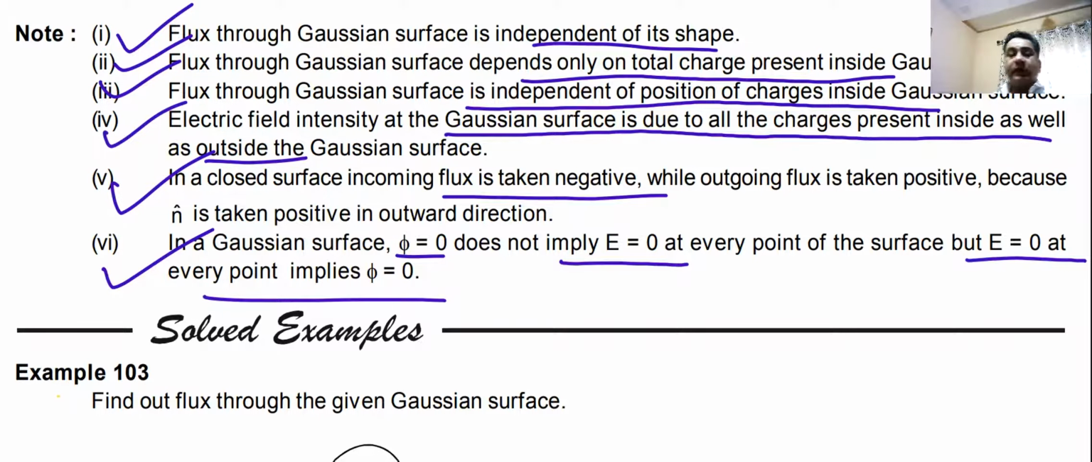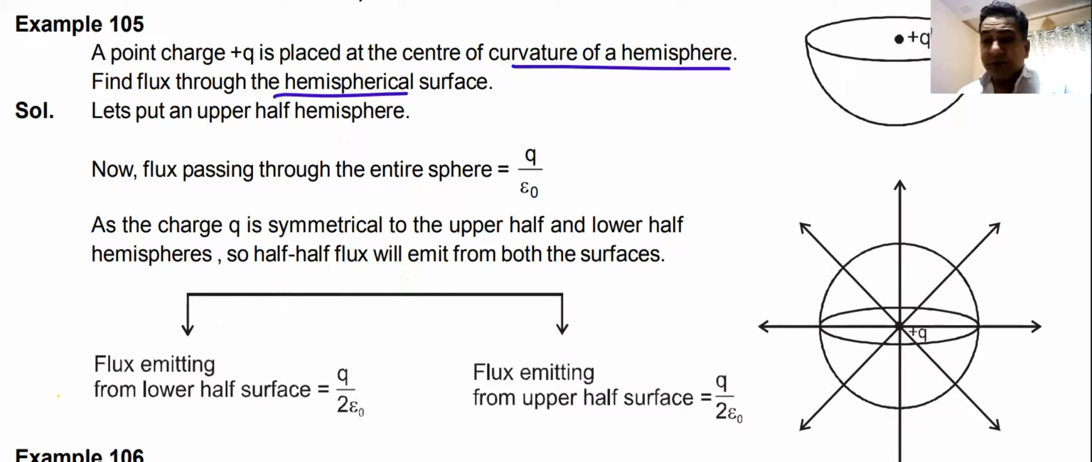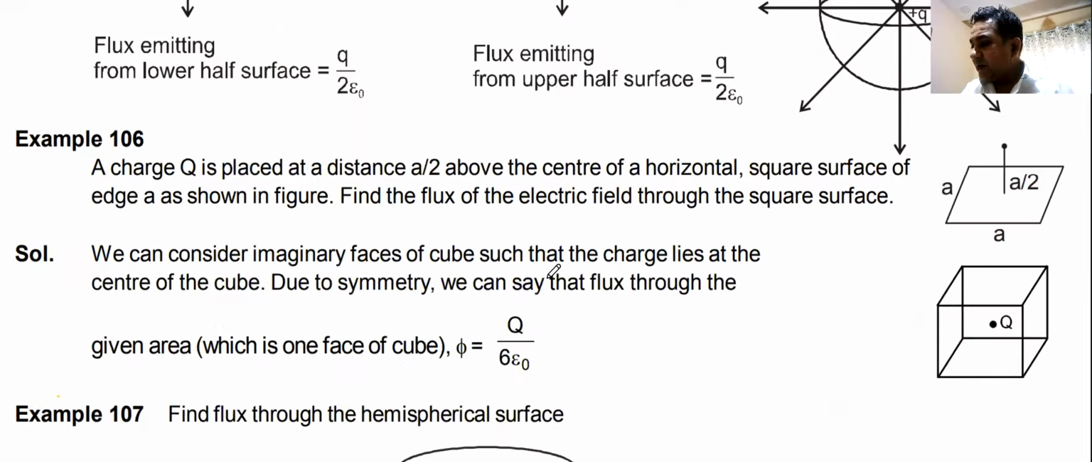Okay. We can use this Gauss law for finding simple questions. For example, a point charge Q is placed at the center of curvature of a hemisphere. Find the flux through the hemispherical surface. So what do you do? Create symmetry. This is one half of the cup. You keep another half of the hemispherical shell. Now the total flux through this entire sphere becomes Q by epsilon naught. What is the flux through this half part? It is Q by 2 epsilon naught.